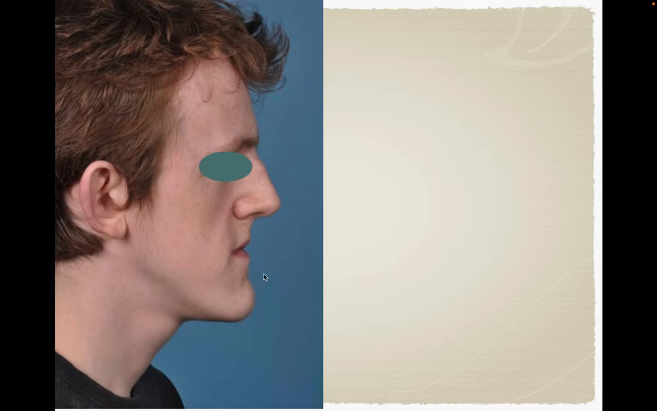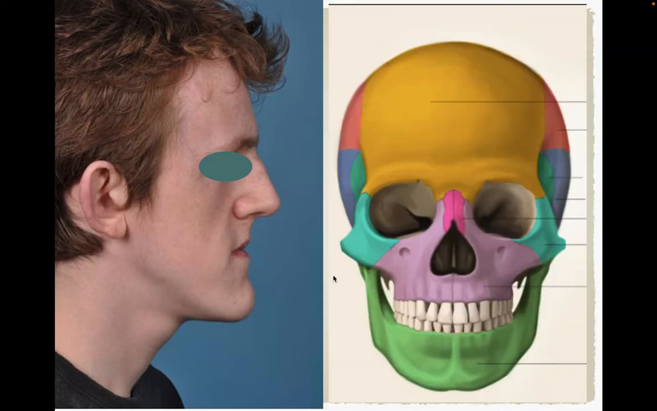Class 3 can be caused by the mandible being prognathic, and it can be caused by the maxilla being retrognathic. So in the clinic, how can we diagnose a retrognathic maxilla? First, you need to remind yourself of the anatomy. Now, the maxilla is a huge bone in the middle of the face.